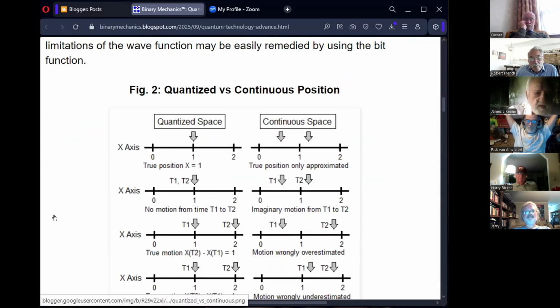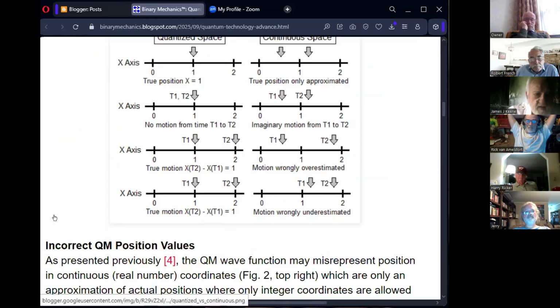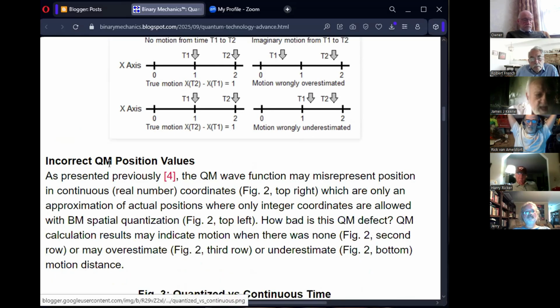Okay, let's start with figure 2 here with quantized versus continuous position. Let me read some text about it first, and we'll come back to this figure. As presented, the topic is incorrect quantum mechanic position values. This is a very serious issue.